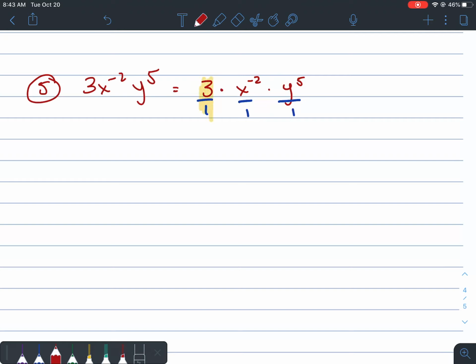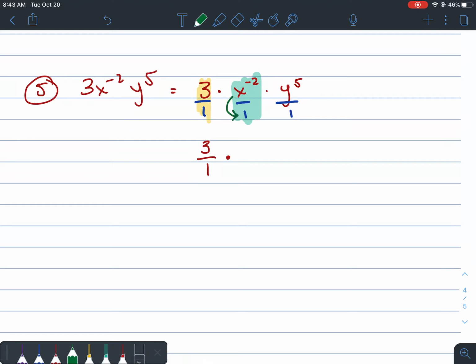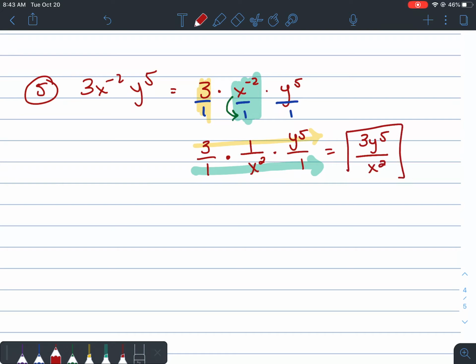Look at that 3 over 1. Nothing can happen, so it remains 3 over 1. We look at that second one, x to the negative 2. We can move that to the bottom, right, using our negative exponent rules. We move it, and we lose that negative, and now we're left with y to the 5th over 1. Now we can multiply our fractions. 3 times 1 times y to the 5th is just 3y to the 5th. Our denominator, 1 times x squared times 1, is just x squared.